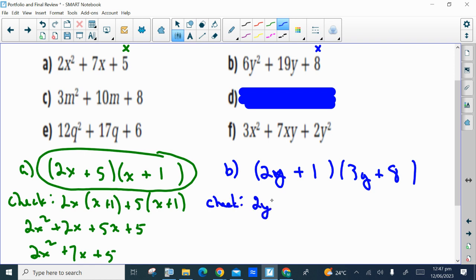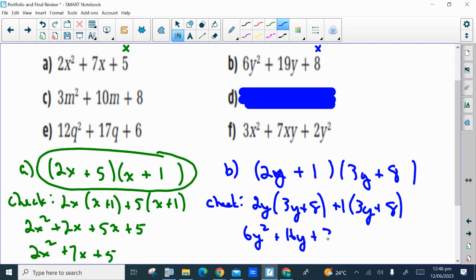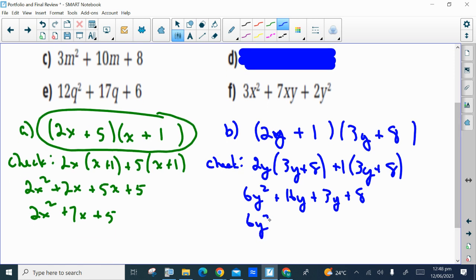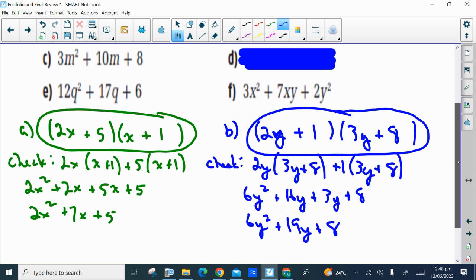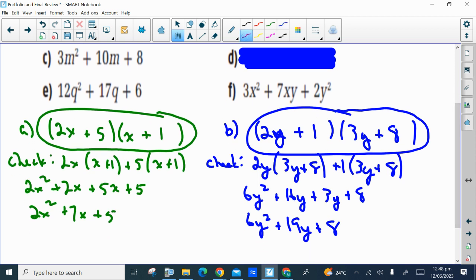If you wanted to show the check, you would actually multiply out using the distributive property. So it'll be 6y squared plus 16y plus 3y plus 8, or 6y squared plus 19y plus 8. That is what we started with. That confirms that the factors are correct. Remember, factors are things that multiply together to get what you start with.